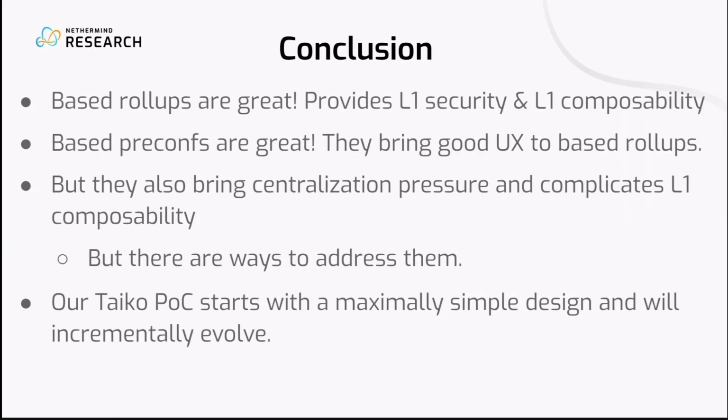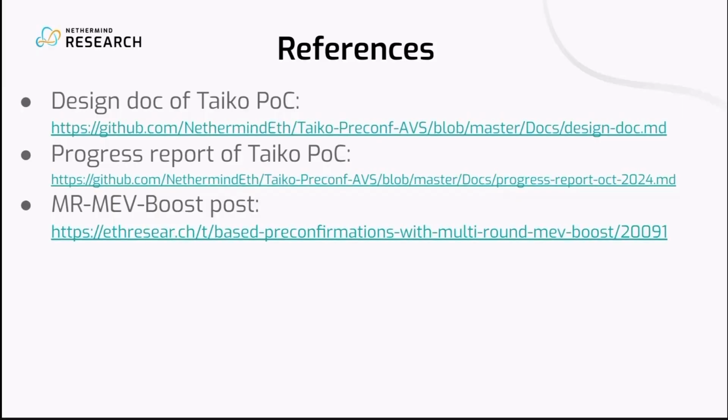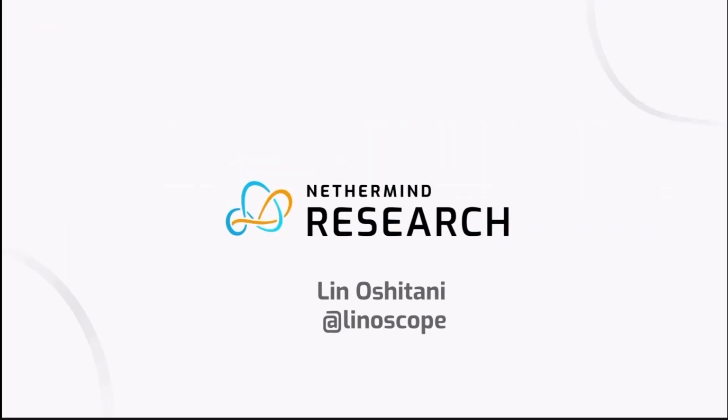In conclusion, base rollups are great. They provide L1 security and composability. But L1 preconfs are also great. They bring good UX to the base rollups, but they bring centralization pressure and complicate L1 composability. But as we went through, there are ways to address them. And in our Taiko POC, we start with a maximally simple design and we'll incrementally evolve, and we'll continue taking this approach moving forward. Okay, here's a bunch of references and that's it.